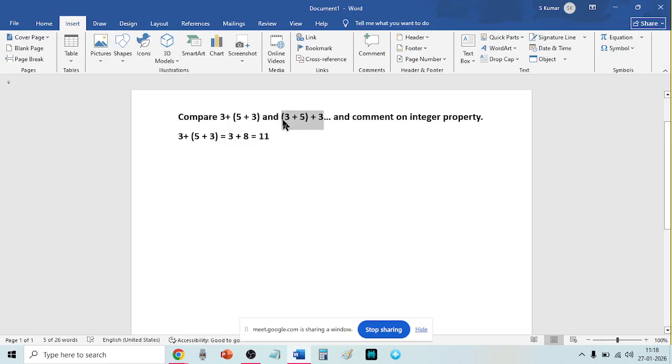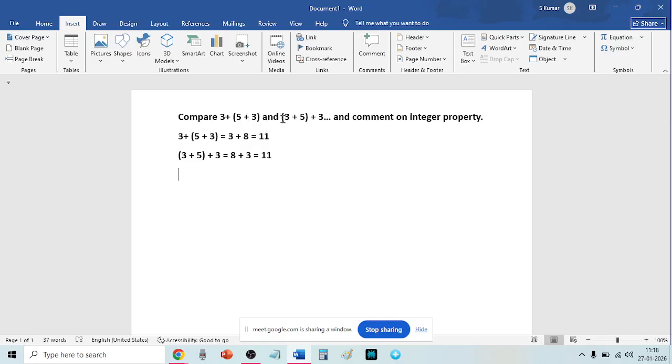8 plus 3, that will be equal to? Equal to 11. So what you are finding, they are equal. So left side equal to right side. So what is the property?